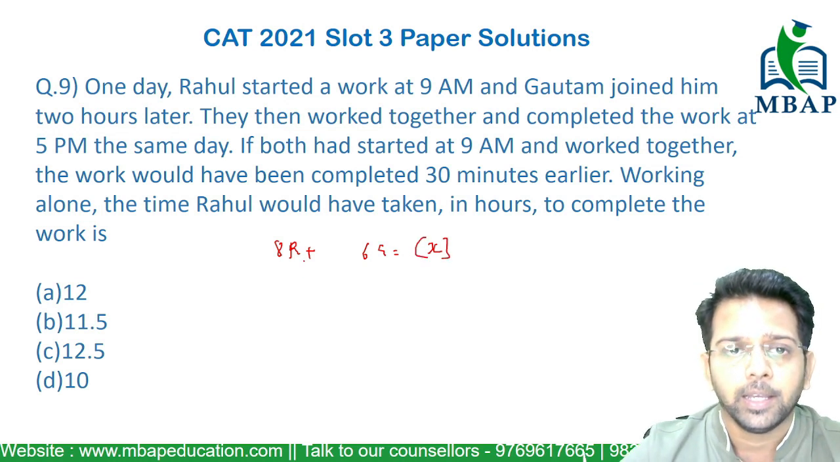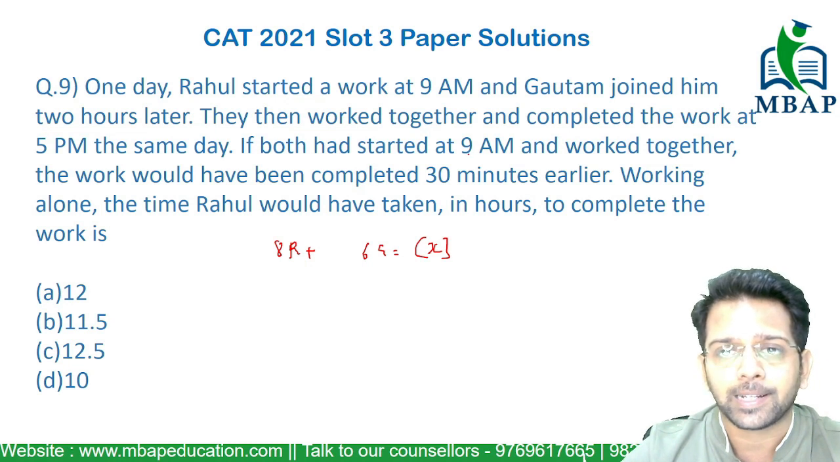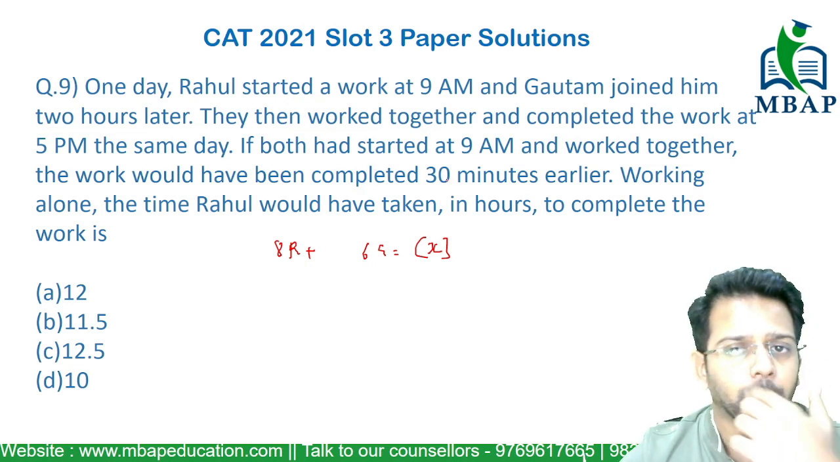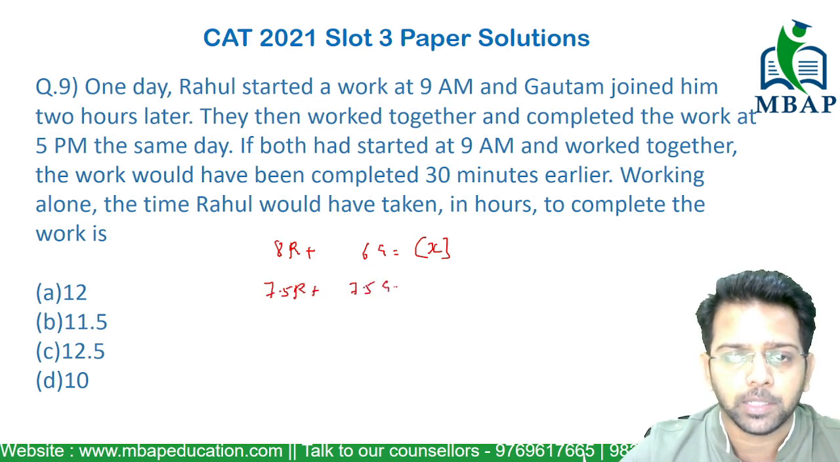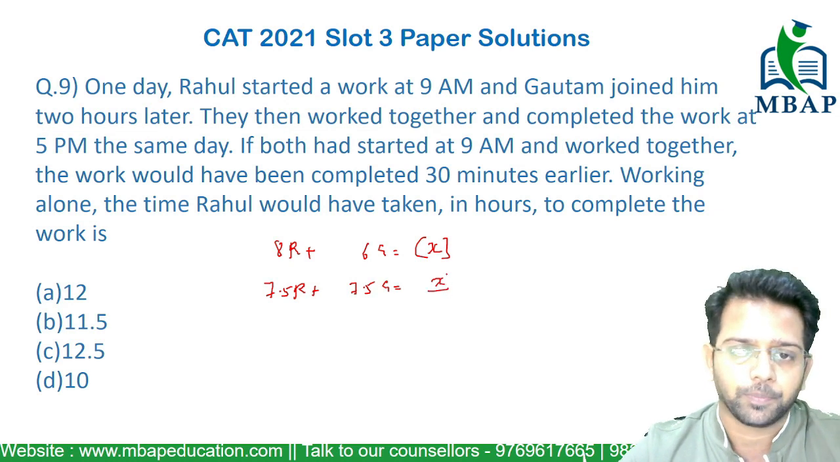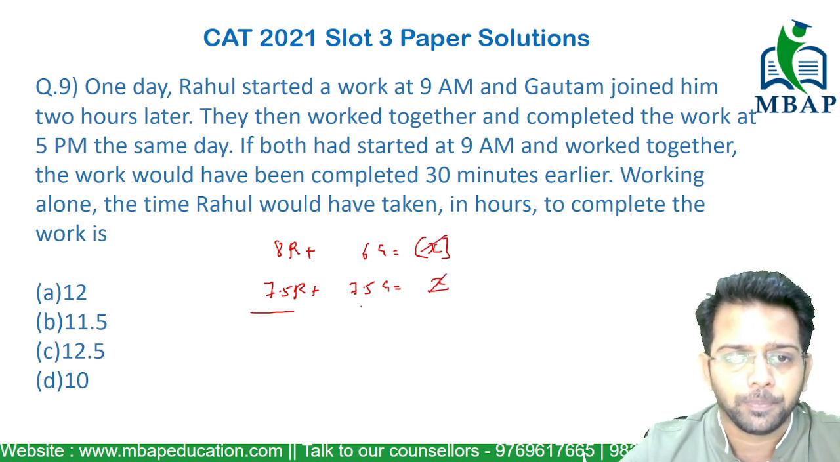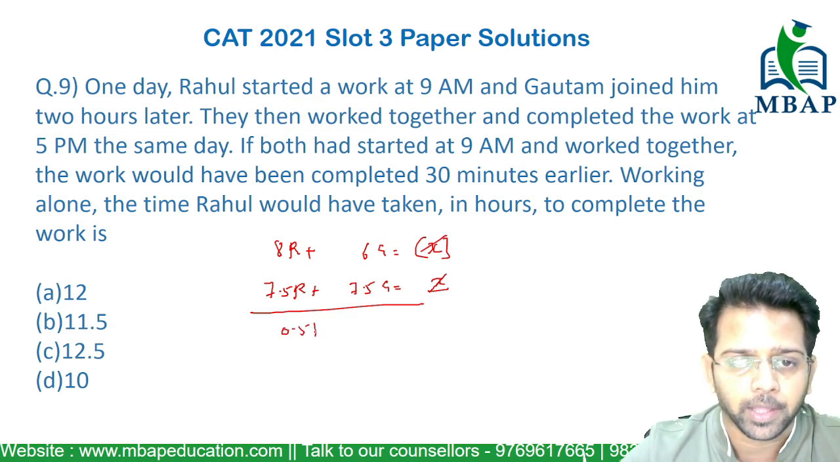Similarly, if both of them started the work at 9 a.m., they would have been able to wind up the work by 4:30. So in that case, 7.5 times R plus 7.5 times G should also be equal to X. Now you can equate both of them. Now 8 minus 7.5 will give you 0.5 R should be equal to 1.5 G, which is R should be equal to 3G. You are getting R is equal to 3G.